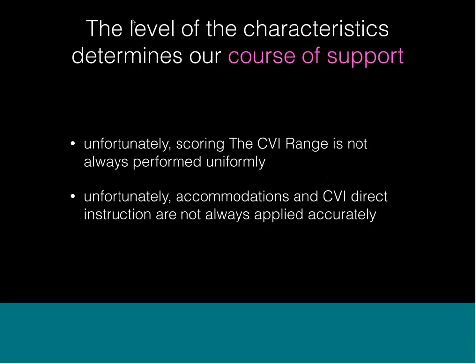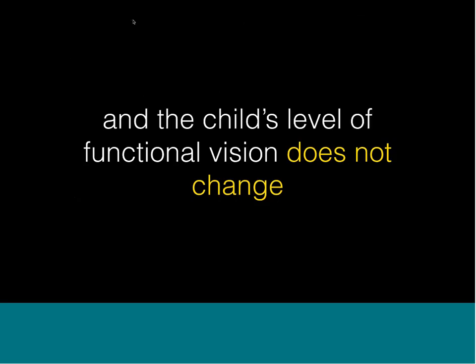And I'm just going to do this as an intro to our three lectures, because the CVI range is really the centerpiece, I think, of all of our work with children with CVI. At least it is, in my opinion. Unfortunately, the scoring of the range is not always performed uniformly. Unfortunately, accommodations and CVI direct instruction are not always applied accurately. That's really a problem. The child's level of functional vision doesn't change if we don't get that right.